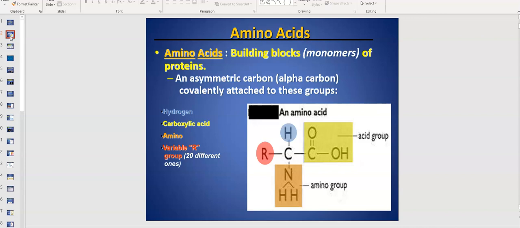Okay, so like we said, the monomers for proteins are amino acids. And again, hopefully this is a review, but there is a central carbon, which is shown here, and there are always 3 groups on this central carbon. So we have the amino group, and then we have the carboxyl group.